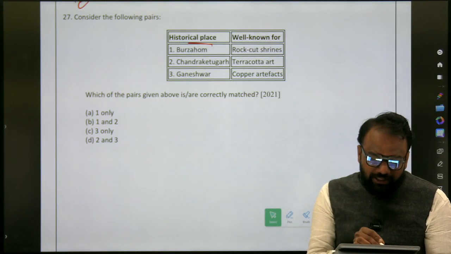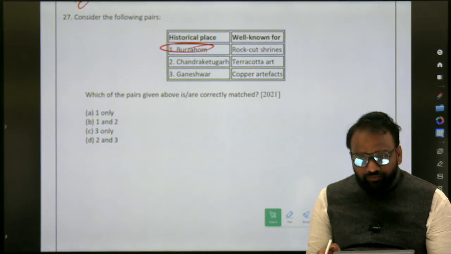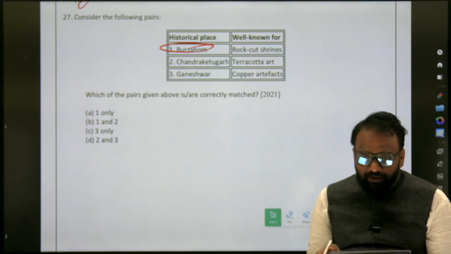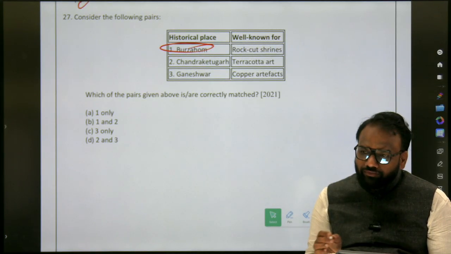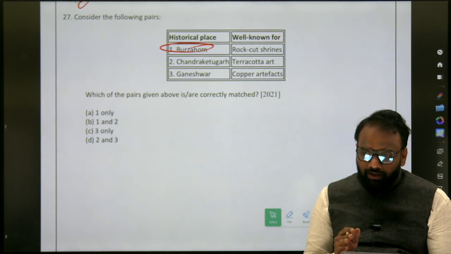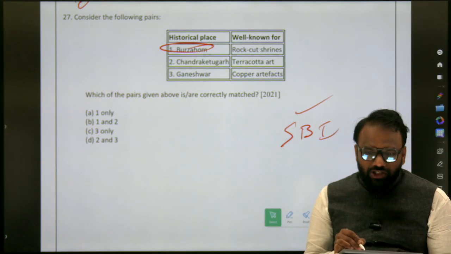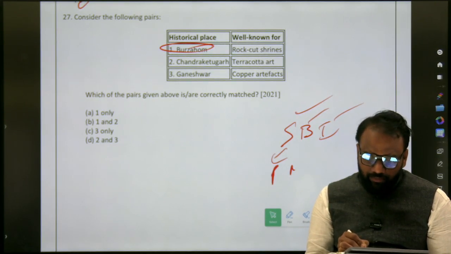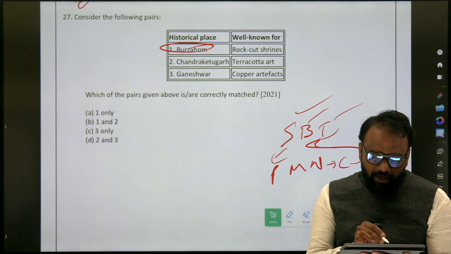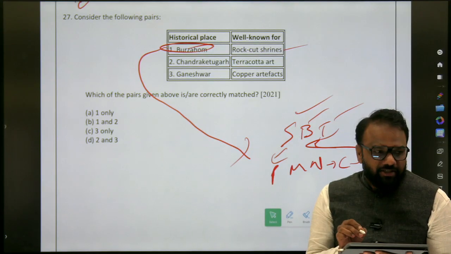Now when we come across Burzahom, what kind of site is it listed under? Chalcolithic site or Neolithic site? Chalcolithic site we have listed. So at what time does the Chalcolithic come? When we go to the prehistoric period, which are the three periods? Stone Age, Bronze Age, Iron Age. Within the Stone Age we have Paleolithic, Mesolithic, Neolithic, and the transition Chalcolithic. So here Burzahom is what kind of site? Chalcolithic site.